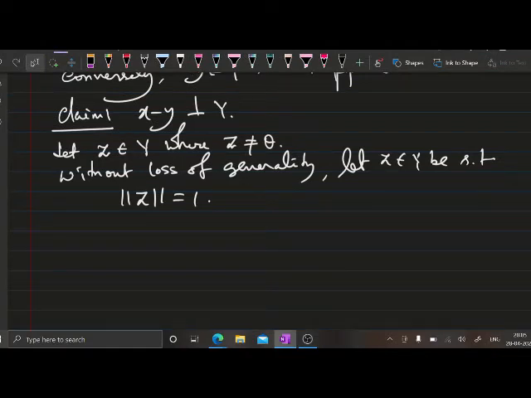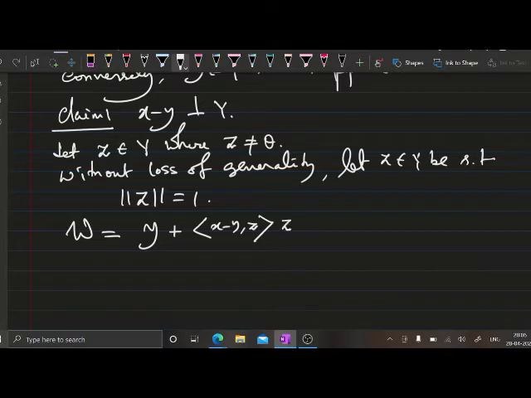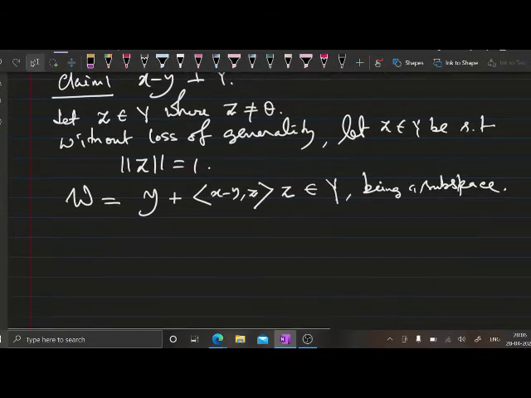Now you consider a vector which is a linear combination of the vectors y and z. Suppose you consider a vector w, which is y plus inner product of x minus y comma z times z. Since z is in capital Y and y is in capital Y, this is an element of capital Y, being a subspace. So w is an element of capital Y.